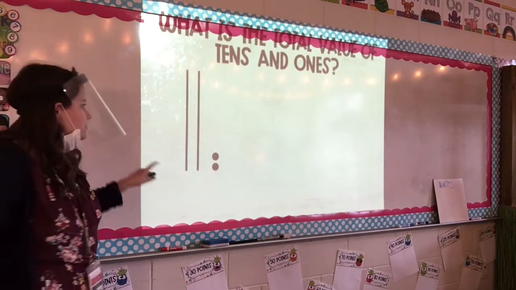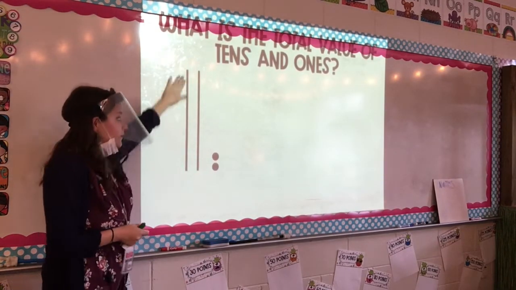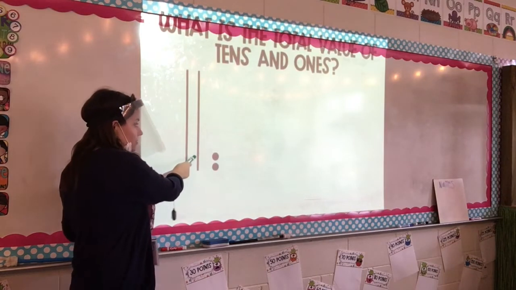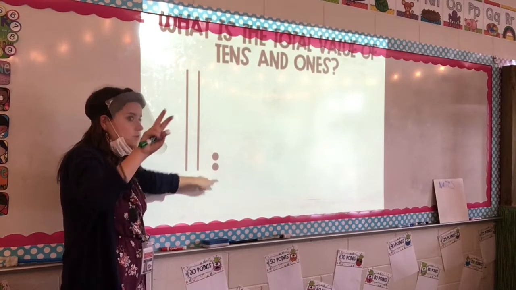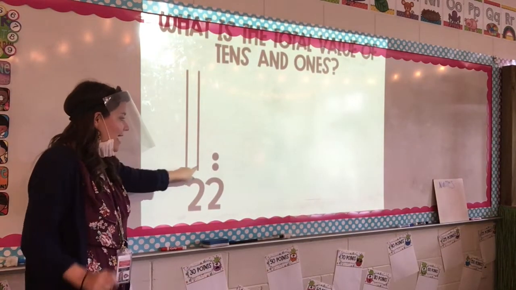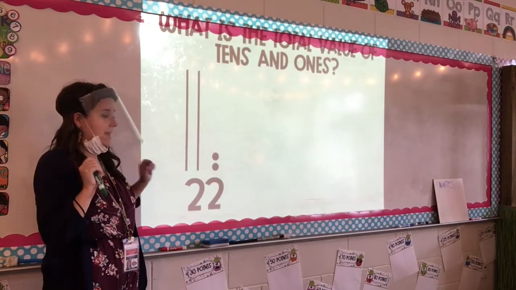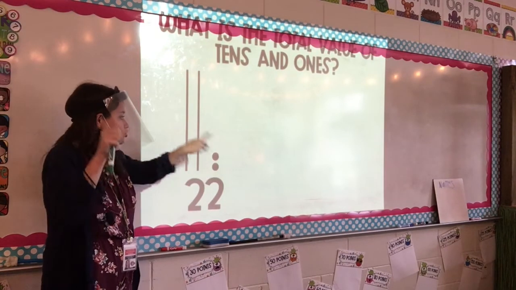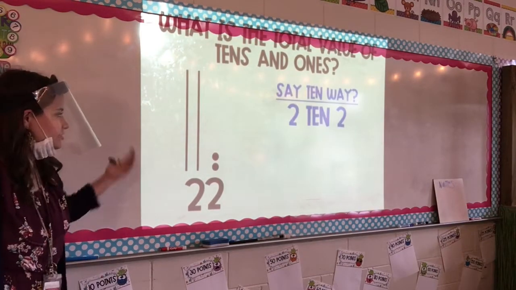What about this number? Would this number be 1, 2, 3, 4? No. Is this 4? No, because what are these? These are 10s. So first I need to count by 10s, okay? 10, 20, and then 21, 22. So this number is 22. Can you say it the say 10 way? How many 10s do I have? 2 tens. I don't have 1 ten this time. This time I have 2 tens, and then I just have the number 2. So I'll say it, and then you say it. 2, 10, 2. Because there's 2 tens, and then there's the number 2.